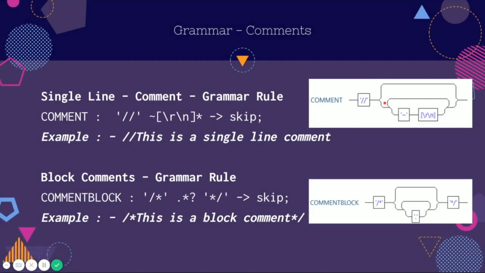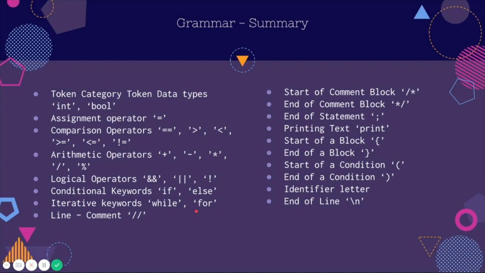Also, we have a grammar for comment. A single line comment is just preceded by two forward slashes. It indicates we are commenting just a single line. And when we have a forward slash plus an asterisk, that means we are writing a block comment. In this slide right here, we have a summary of all the grammars we have defined for our language.